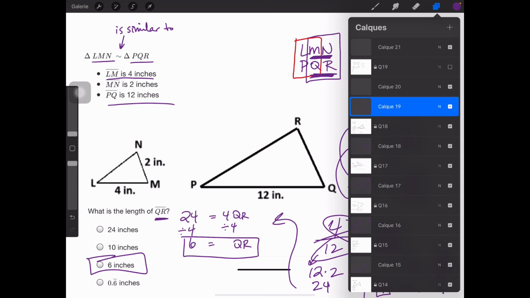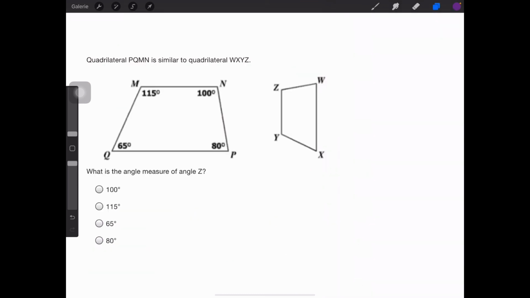All right, last one. This is for the road, and then we can head off. So we have PQ and N, and I'm going to write my key right away, and WXYZ. So PQ, MN, WXYZ. I have my key, so now it's asking what is the angle measure of Z. I'm going to box up Z. Z is on the bottom here. It is right below N.